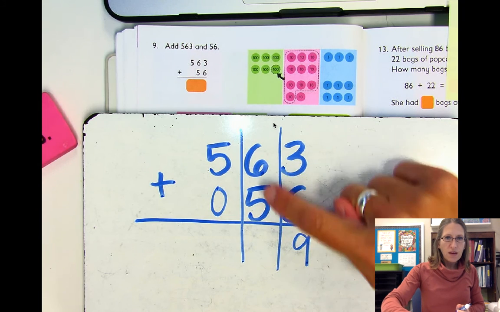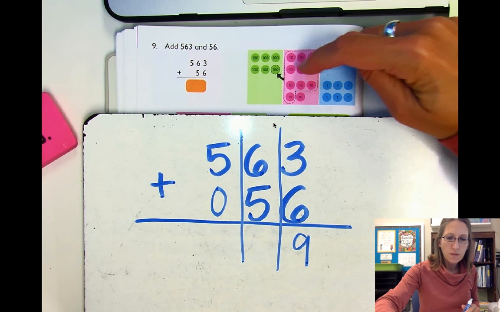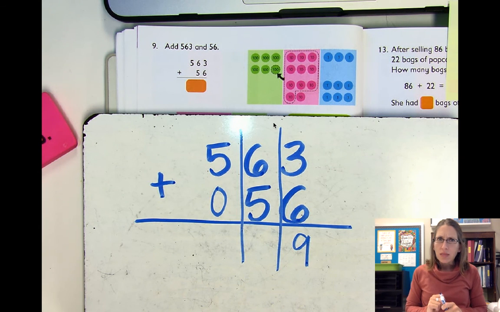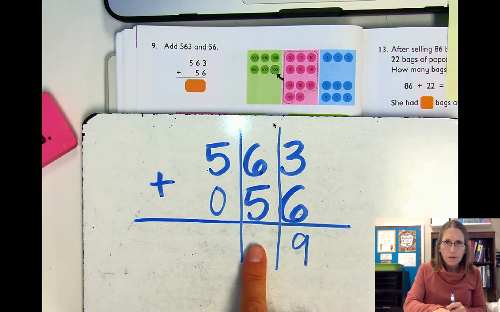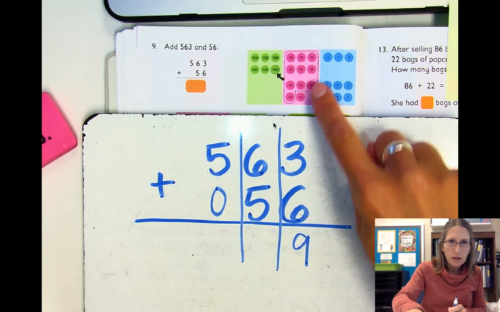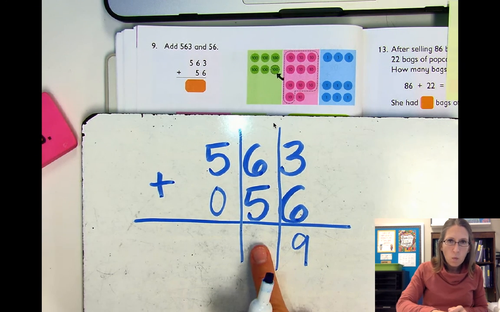And we know that 5 plus 5 is 10. So 6 plus 5 is 11. 1, 2, 3, 4, 5, 6, 7, 8, 9, 10, 11. Second graders, can we put 11 in the tens place? No, we can't put 11 in the tens place because 11 is a 2-digit number. We can only put 1 digit here.